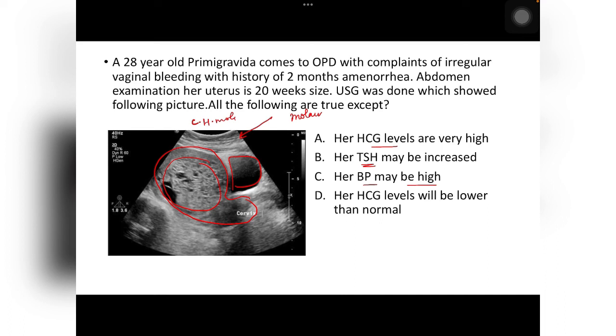So we know that the HCG is going to be very high in case of molar pregnancy. So the first option is not the answer. And TSH will be increased because we have told thyrotoxicosis is common, so this is also not the answer. BP will be high; again, preeclampsia is very common in patients with molar pregnancy. So coming to the last option, HCG levels will be lower than normal, that is the right answer here because that is not true.